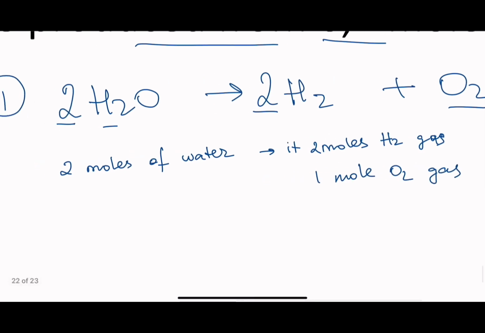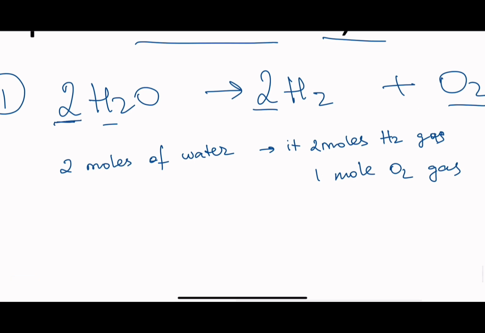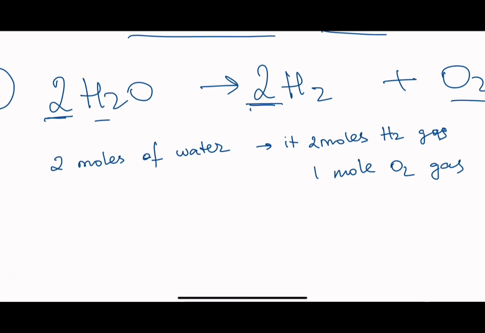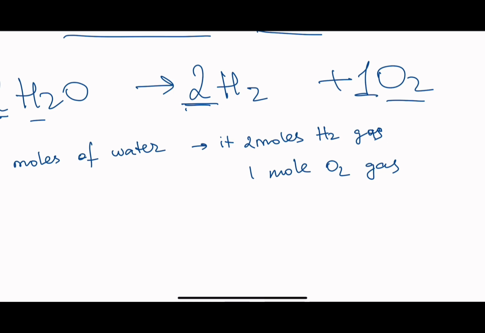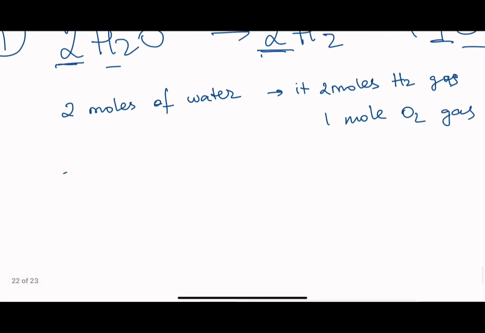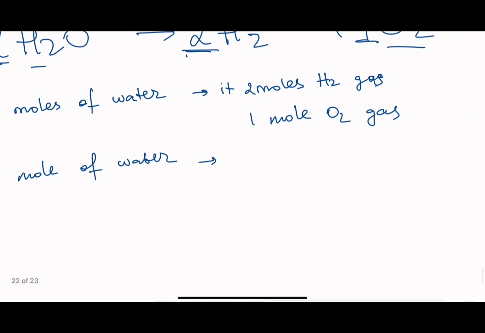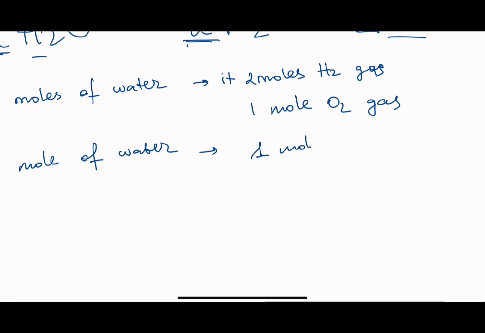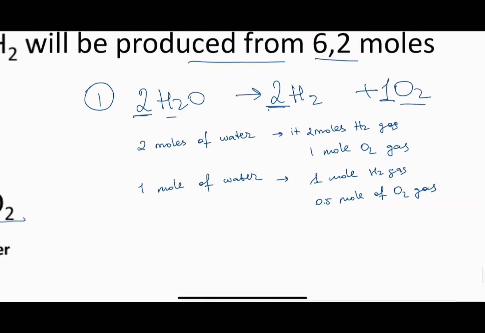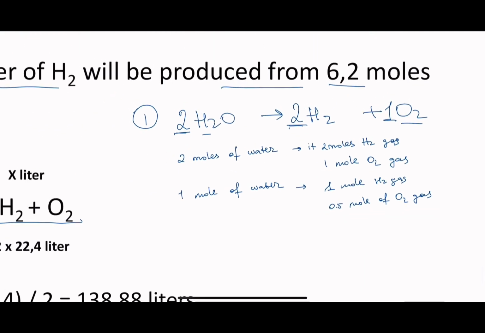Because you see the ratio, for 2 moles of water, I got 2 moles of hydrogen and 1 mole of oxygen. So let's say if I had 1 mole of water decomposing, I would get 1 mole of hydrogen gas, and I would get 0.5 mole of oxygen gas. Okay, you just need to know this. We need to have the ratios.